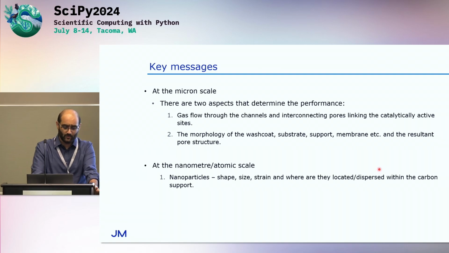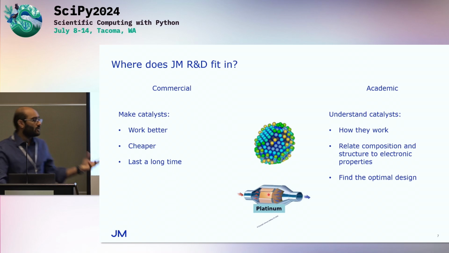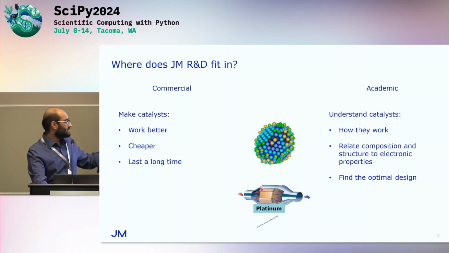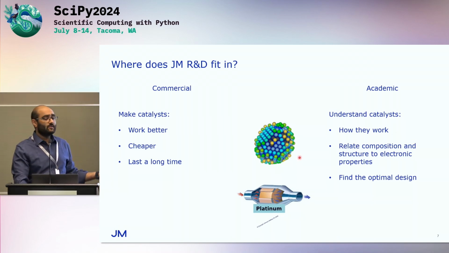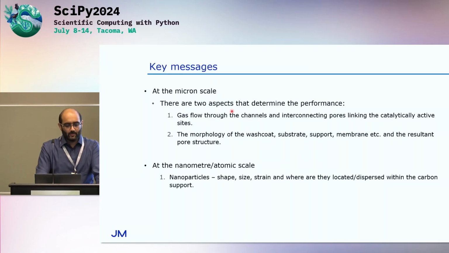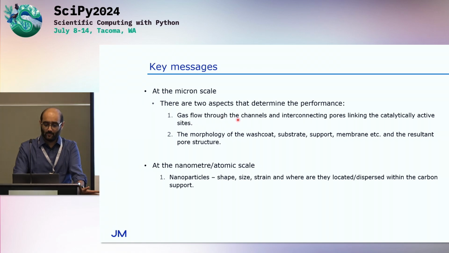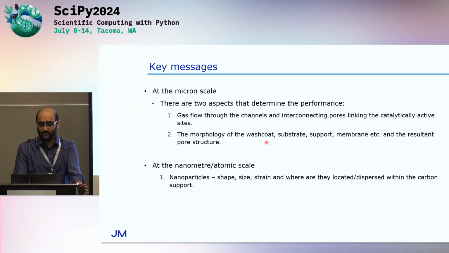There are 2 ways to do this, right? So when you look at this, you have to deal with your structure at what we call the device level. So this is the large scale here, but you also have to deal with your structures at the atomic level. And at the micron scale, or at the device scale, there are 2 components that we usually measure, and that is the gas flow through the channels and the interconnecting pores that we look at. And the other one is the morphology of washcoats, substrate, and support, and the resultant pore structure.